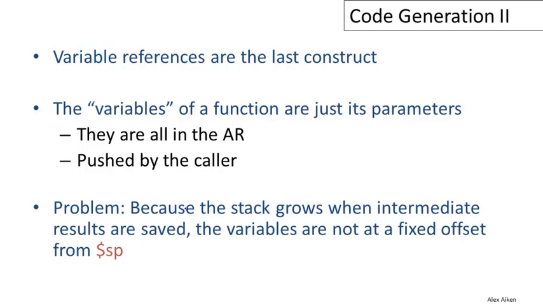But there is one problem, and that's that the stack does grow and shrink with intermediate values. So when you call a function and you begin executing its body, values will be popped and pushed onto the stack besides the activation record. So think back to the code generation for plus and minus, and if then else, intermediate values were being pushed and popped from the stack. And so what this means is that these variables that are in the activation record are not at a fixed offset from the stack pointer. So we can't use the stack pointer very easily to find those variables.